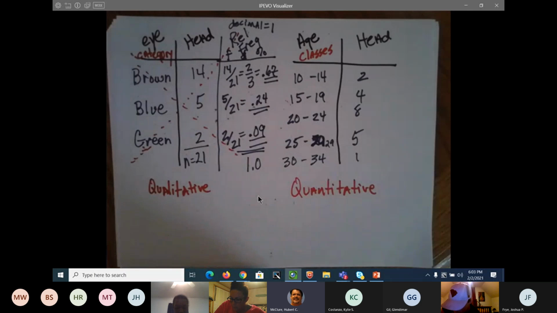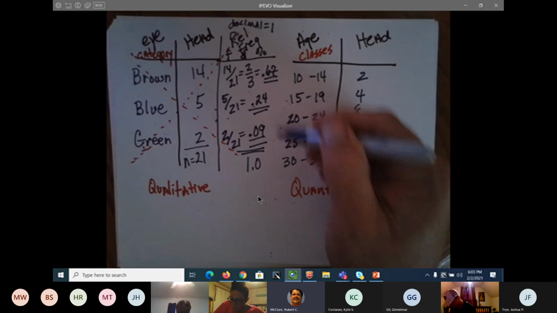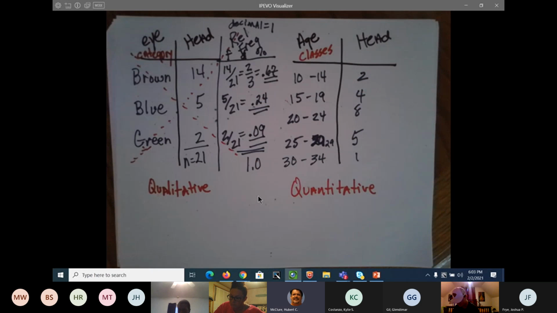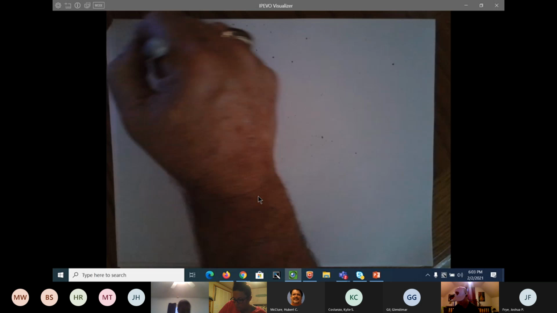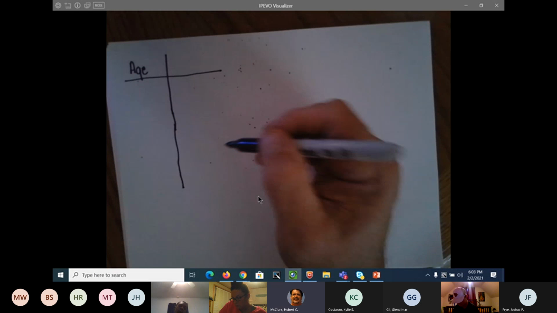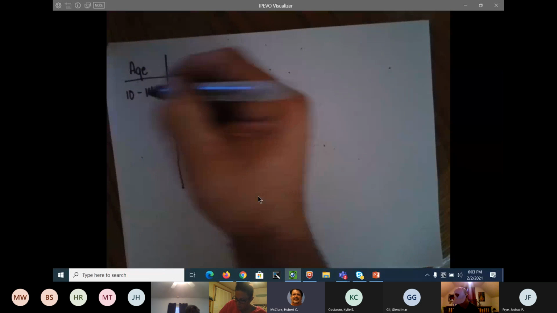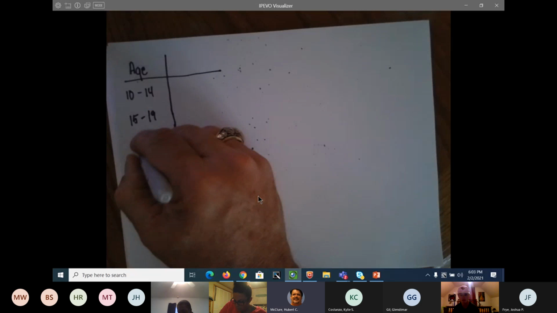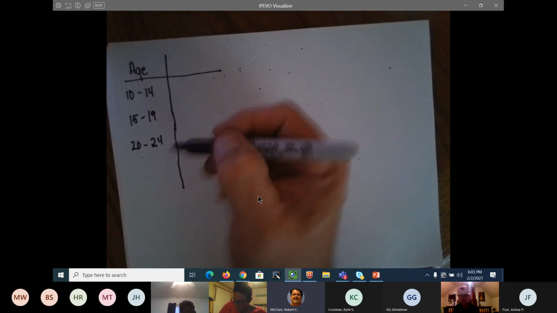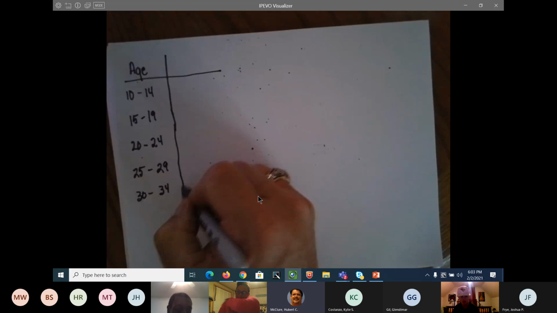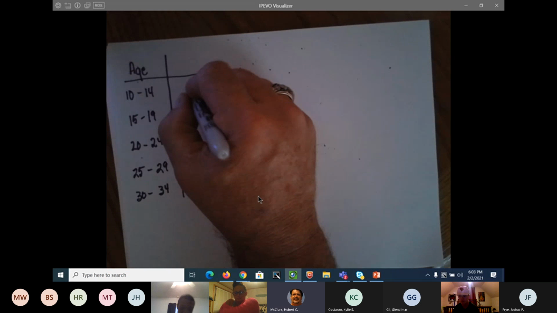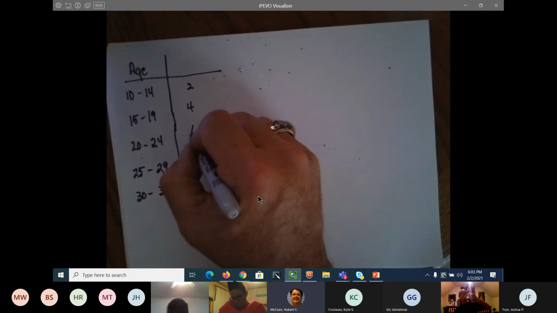All right, so that's about all you can do with a qualitative frequency distribution: relative frequency and N. Now, I'm going to copy the quantitative on the next page, and that's age, because I want to have a lot of room to do this. 10 to 14, 15 to 19, 20 to 24, 25 to 29, and 30 to 34. And the head count is 2, 4, 8, 5, and 1.